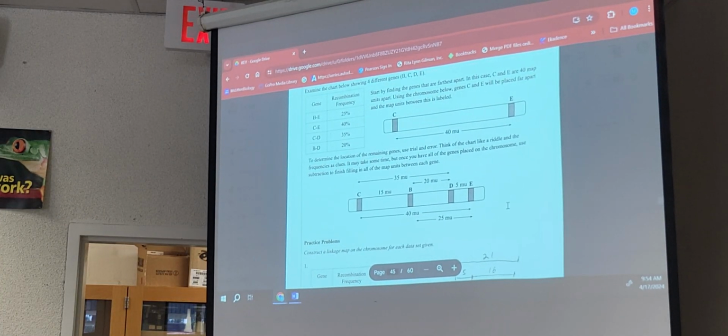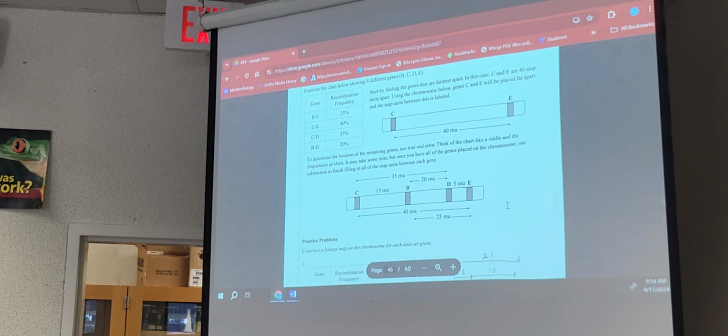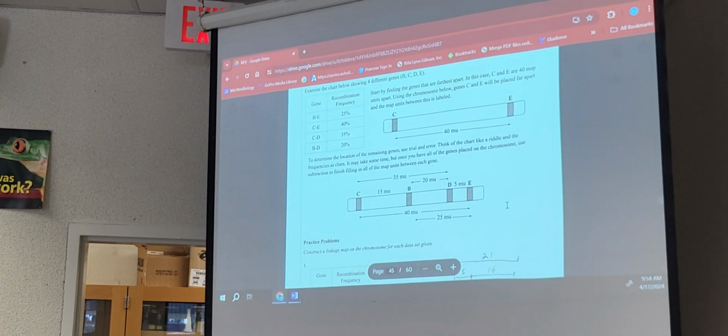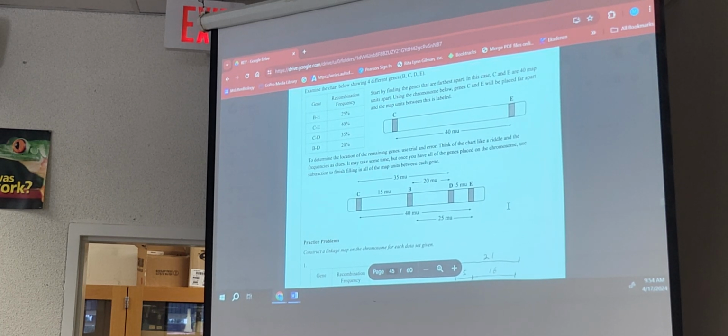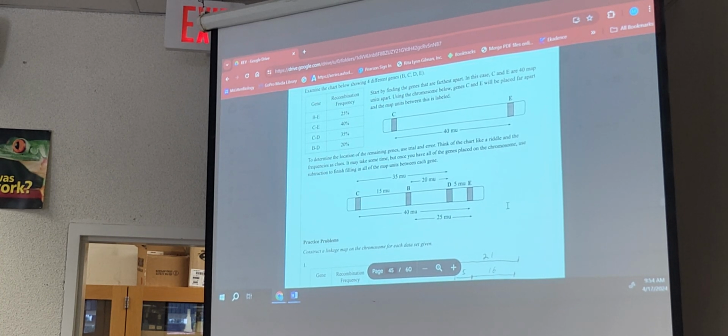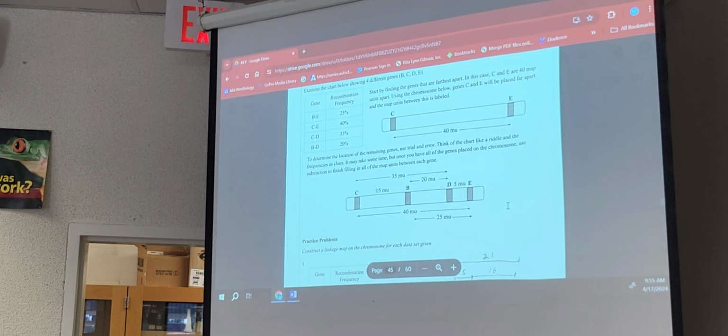Herein lies the problem. So I've got this chromosome, and I know C and E is 40, right? And so most people, when they're like D is 35, they'll be like, oh, here's D, right? And this distance will be 35. But could it also be that you have D here, C here, E here, this is 40, and this is 35? Is that possible? Let me draw it bigger.